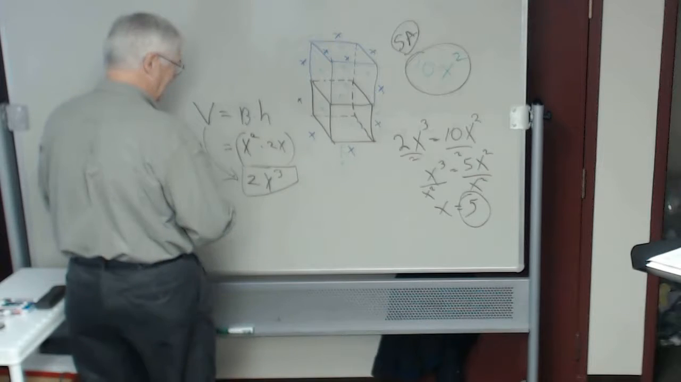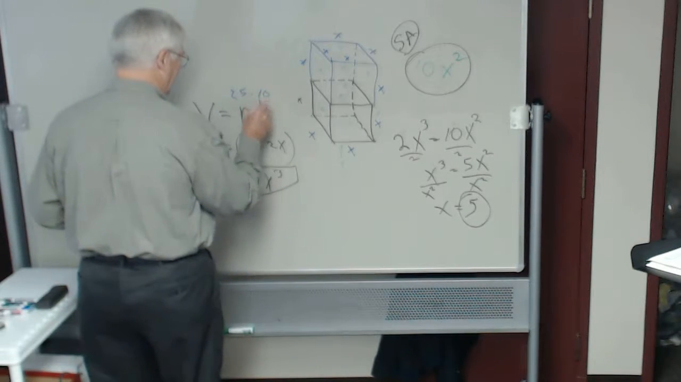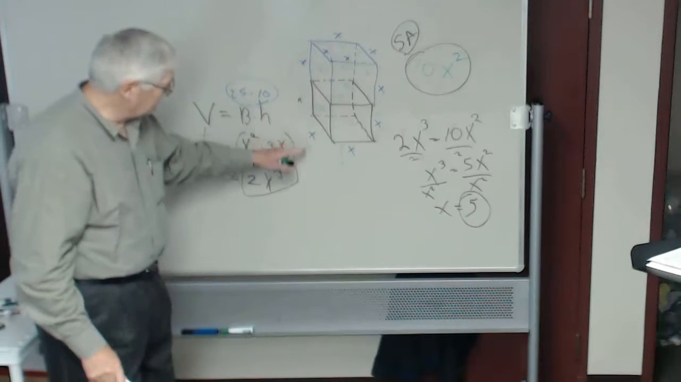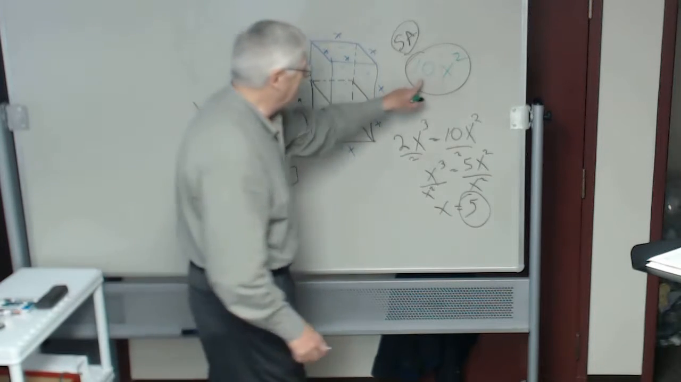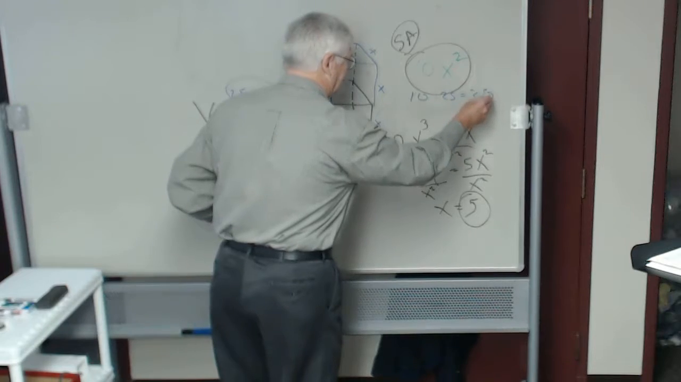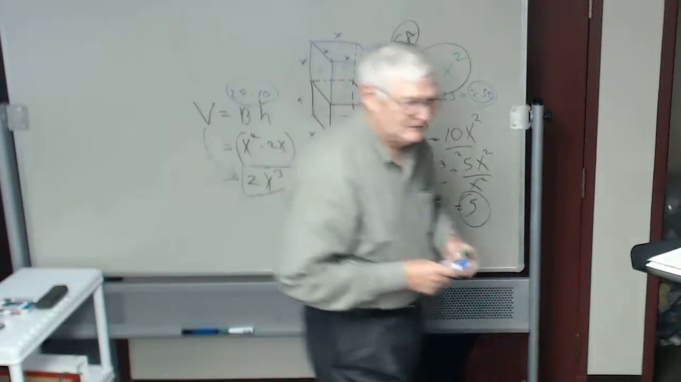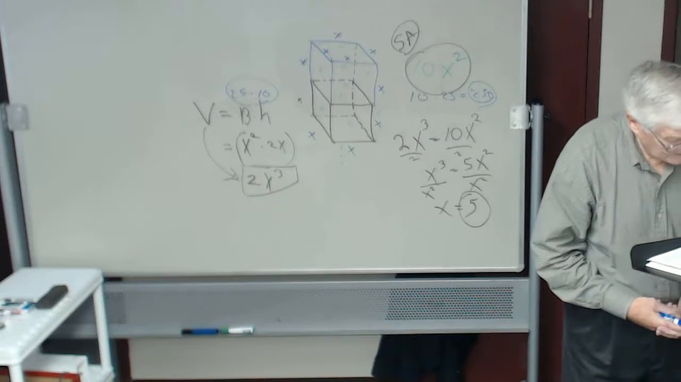5 times 5 would be 25, times the height, 10, that would be 250. And the total surface area, each of these would be 25. 25 times 10 would be 250 again. Everybody see that? Just checking it out. Number 14.